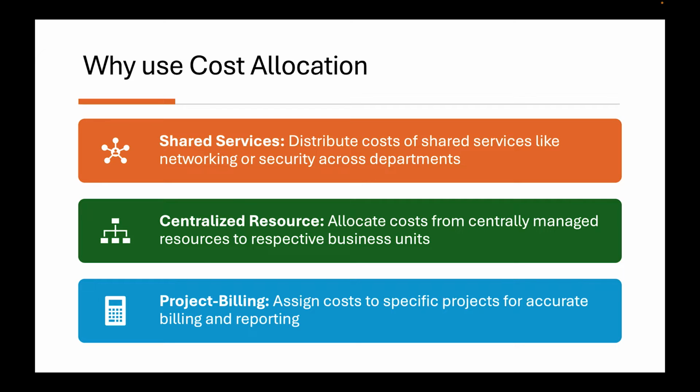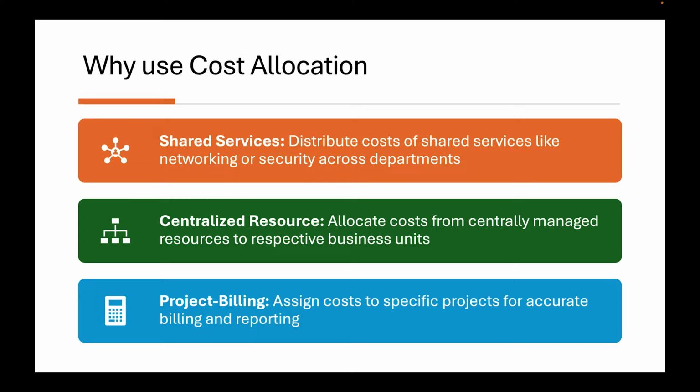All right, so why would you use cost allocation? And I promise you, this is the last slide. We are going to jump into the portal after this so that you can see about cost allocation, and I'll show you how to set up your first one. Some of the reasons: shared services, to distribute costs of shared services like networking or security across departments. Centralized resources, to allocate costs from centrally managed resources to respective business units. And project billing, to assign costs to specific projects for accurate billing and reporting.